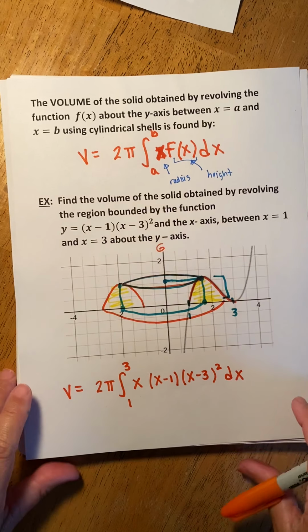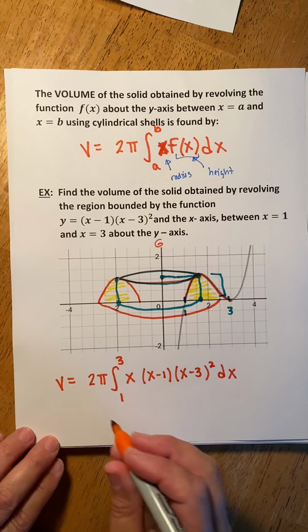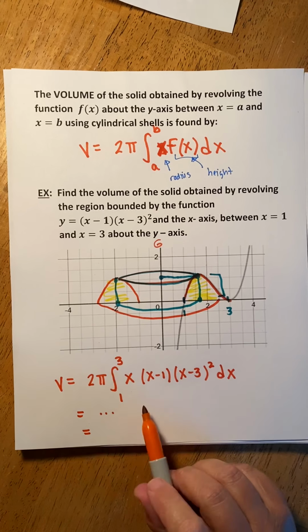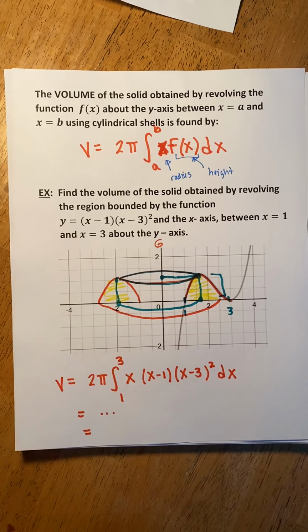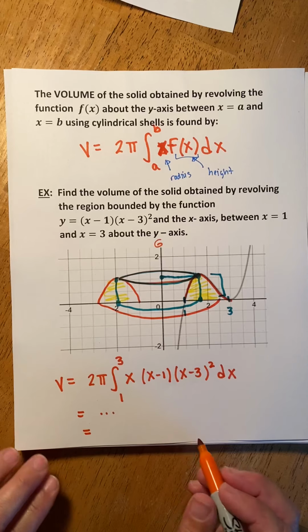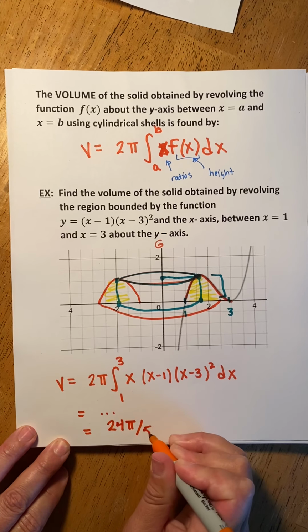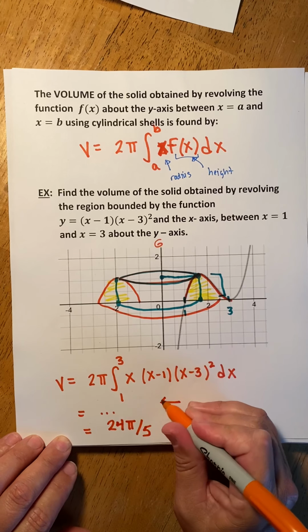There you go. So you would integrate this. I'll let you do the work in between. This is just multiplying out, so I would distribute and then FOIL and distribute again. And I got 24 pi over 5. So why don't you do this?